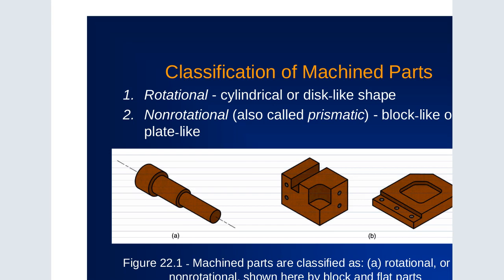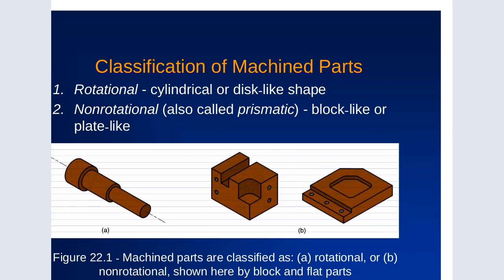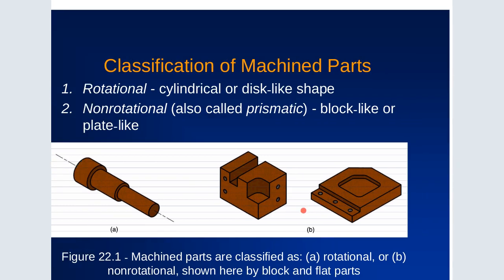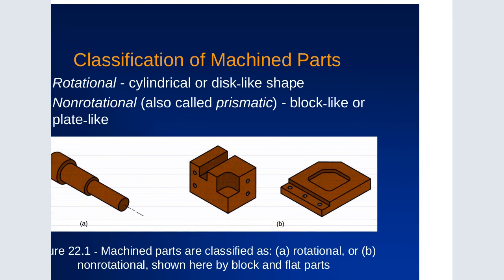Classifications of the machined parts. We have the rotational parts, which are cylindrical or disc shaped. We have the non-rotational parts, also called prismatic, that is block-like or plate-like. We can see the block-like shapes and the plate-like shapes of the machined parts.